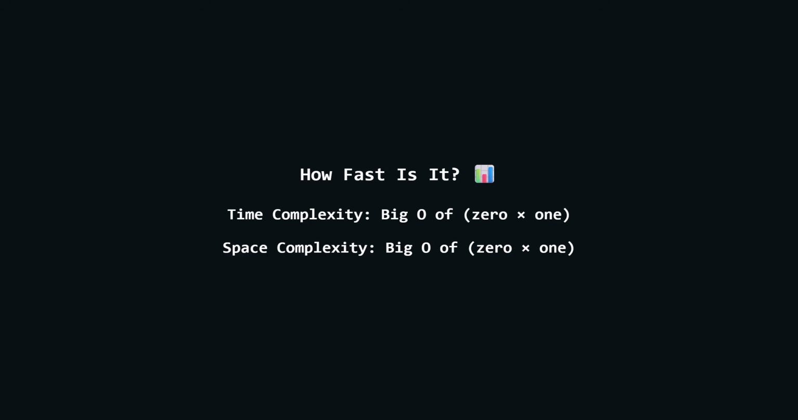Let's talk about efficiency. Since we are filling out a grid where the rows are the target number of zeros and the columns are the target number of ones, the time complexity is big O of zeros times ones. We visit each cell in our grid exactly once. The space complexity is also big O of zeros times ones, because that is the size of the three-dimensional table we need to keep in memory to store our previous answers.